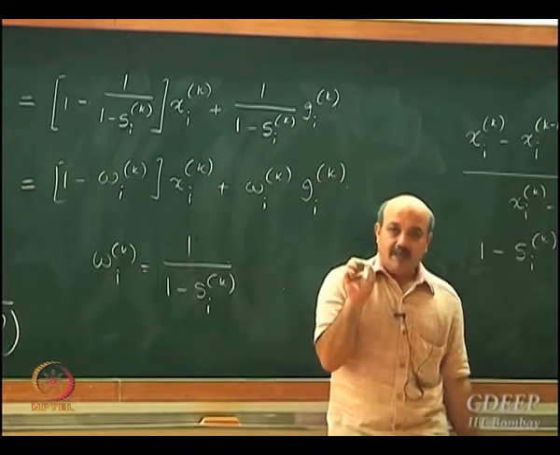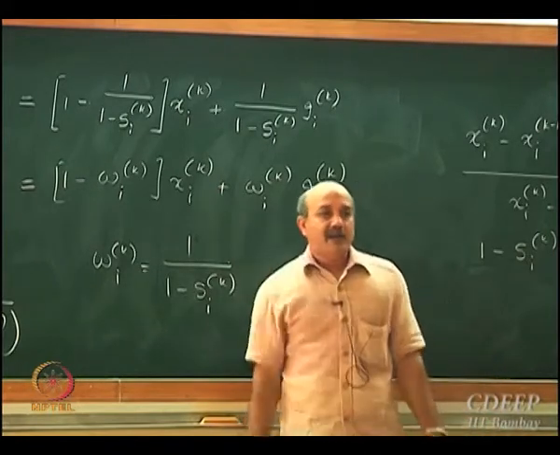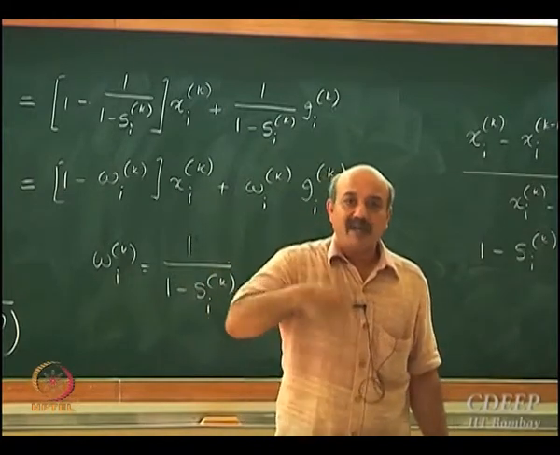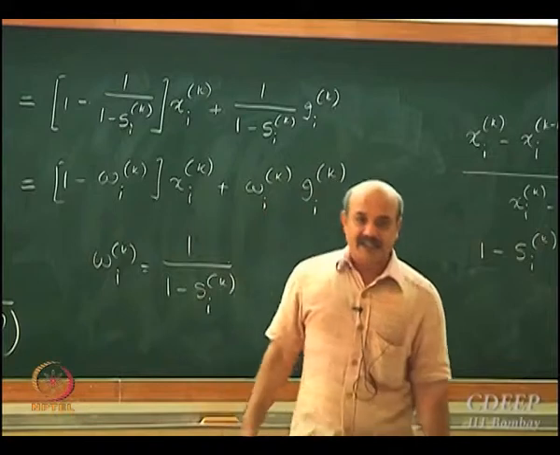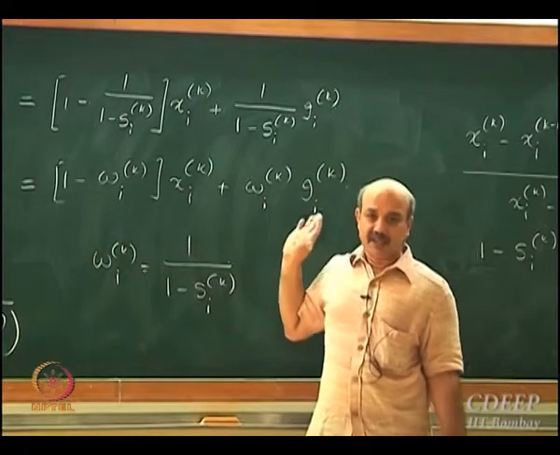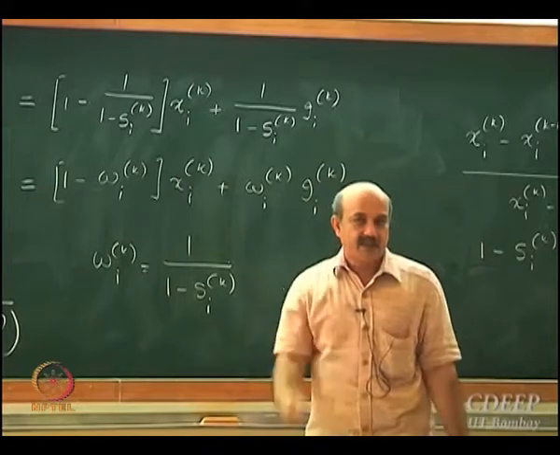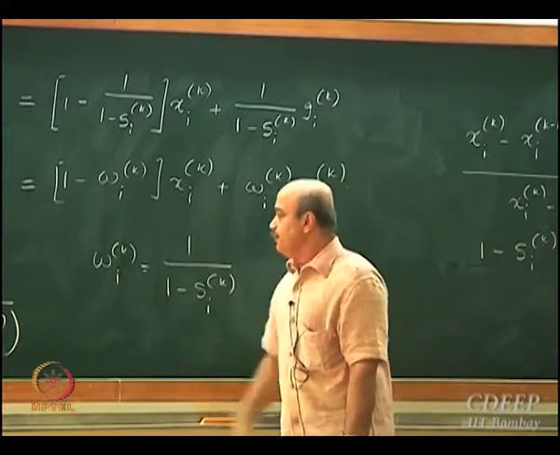Okay, except the omega in relaxation is typically fixed. Here omega is not fixed. Omega is changing with the iterations from one iteration to the other iteration. Okay, so time varying omega, it's like successive substitution with relaxation.